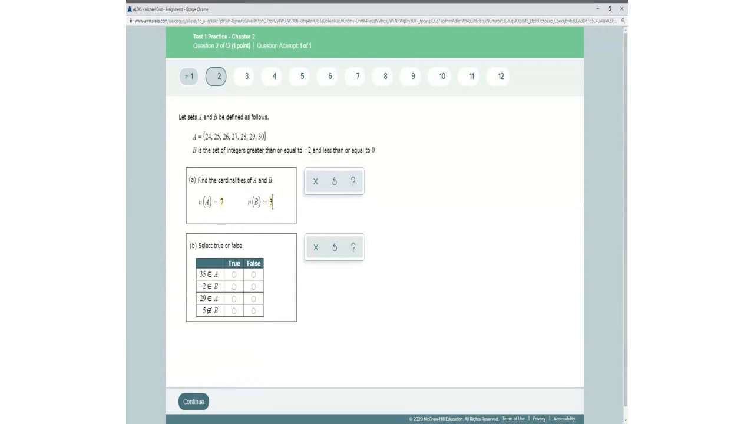All right, so let's do some true and false things. Remember, the little pitchfork means is an element. So the first one says 35 is an element of A. So can we go up there and find 35 in that set? They're all listed, so it should be easy. Do you see 35 in there? You've got 24 through 30. There's no 35 in there, so this is a false statement, correct?